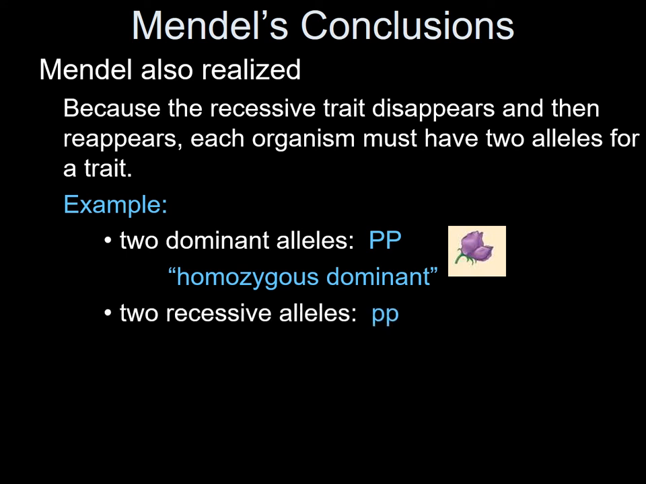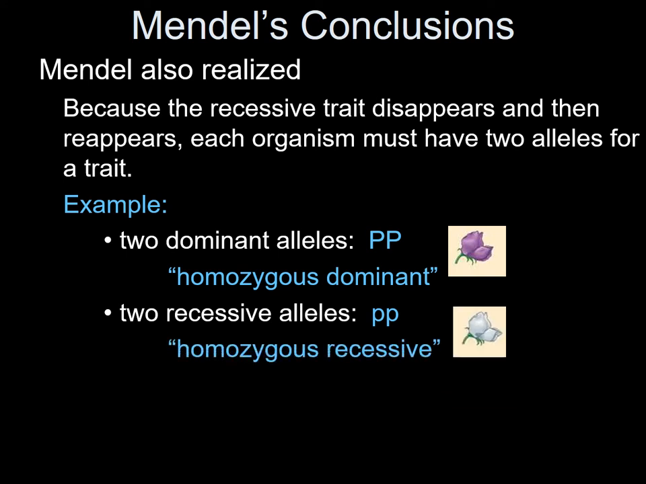The other alternative is that you could have two recessive alleles, a recessive p from mom and a recessive p from dad. Again, they were the same, so he called those homozygous. Homo means same, and this time they are not dominant, they're recessive, so we call them homozygous recessive. Of course, the recessive says white flower and the other one says white flower, so you get a white flower.